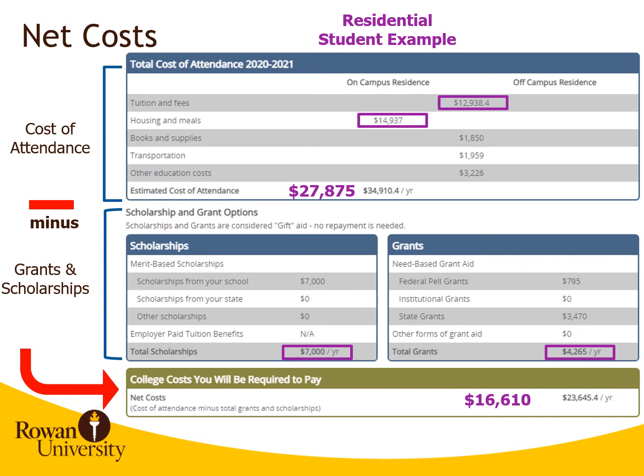So as you can see in this example, this is for a residential student, so someone who's living on campus. You're not going to be billed for the books and supplies, transportation, or the other educational costs. So really what your net cost should be is going to be your tuition and fees and your housing and meals. We'll subtract out any grant or scholarship money. So look at your letter, you can do that now. And then that's going to be what your net costs are for the year for a student who's living on campus.